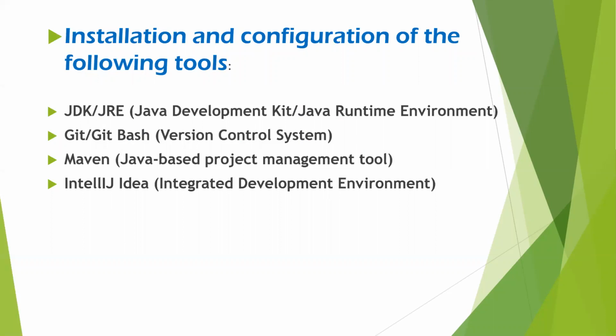And then the next one is going to be Git. We're going to install Git and configure Git for our Windows machine. Git is a version control system. After that, we're going to install Maven. Maven is a Java-based project management tool. We're going to install that, and then we're going to configure that as well.